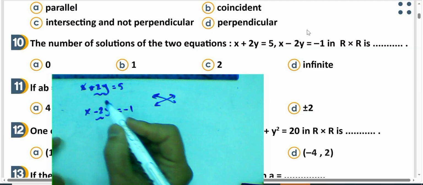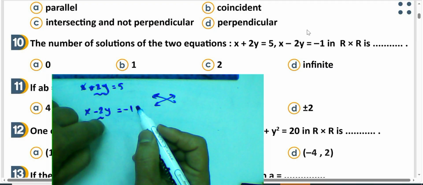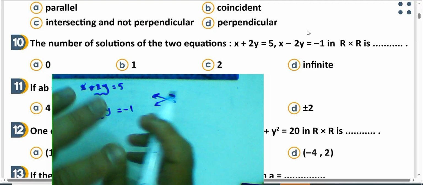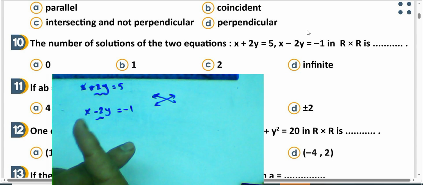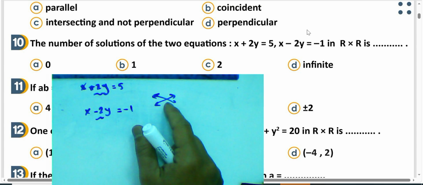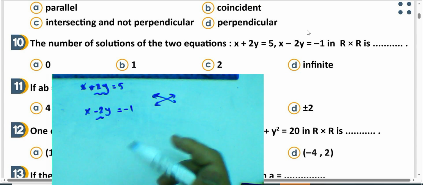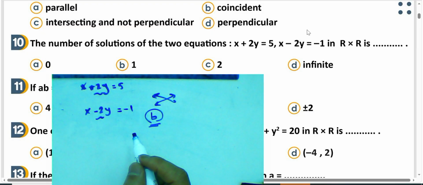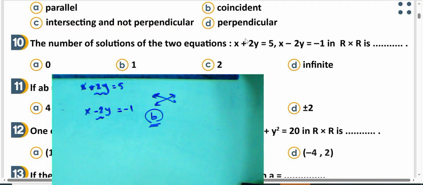We have a difference between the coefficients of y. If the coefficients are different, we call it an intersection. So the solution set will be 1 point. The number of solutions will be 1 point. Then the answer will be letter B. They intersect at 1 point here. Choose letter B.